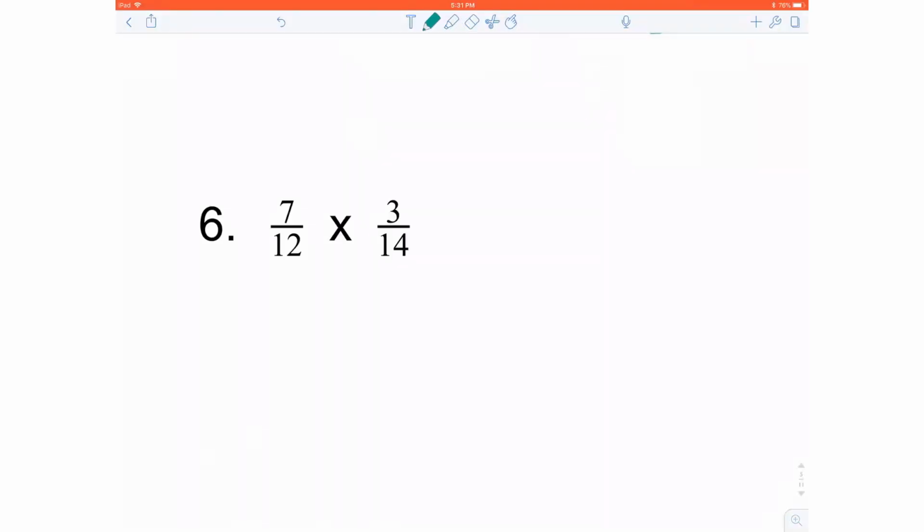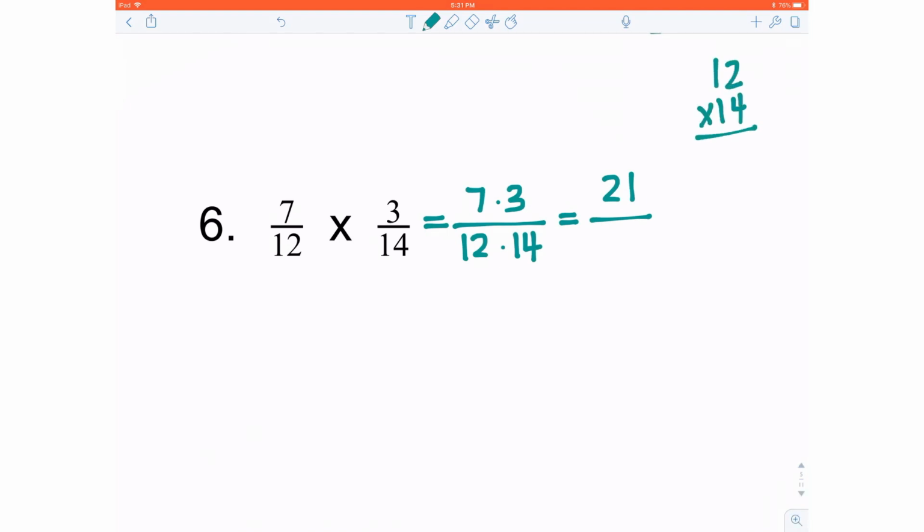Okay, so let me go over this one with you. Remember, we're not giving them the same denominators. We're just multiplying across. So we're going to do 7 times 3 over 12 times 14. Okay? 7 times 3 is 21. 12 times 14, we're going to work out here on the side because that one's a little more complicated.